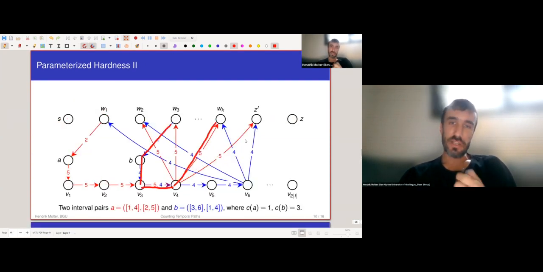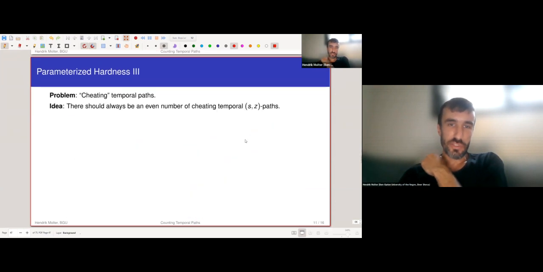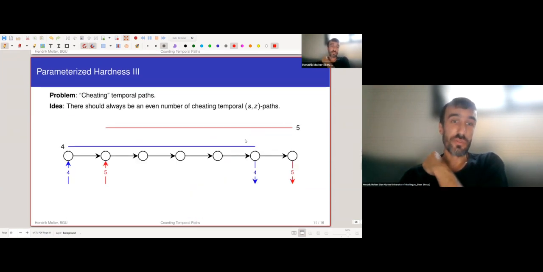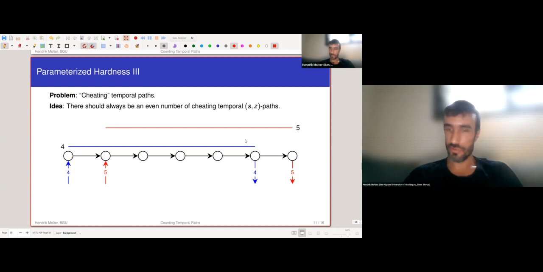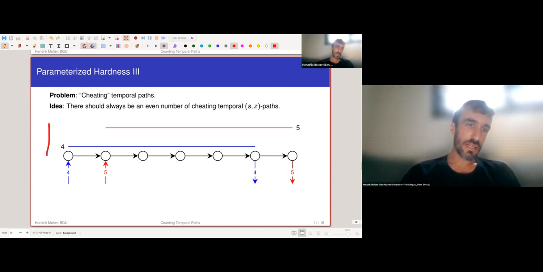And now, as I said, the problem are these paths here. And for those, we try to do the following. So in this picture, you have to think about the time kind of goes that way. I didn't want to write labels here, but the blue labels I did actually write. So the blue labels are at time 4, the red labels at time 5.